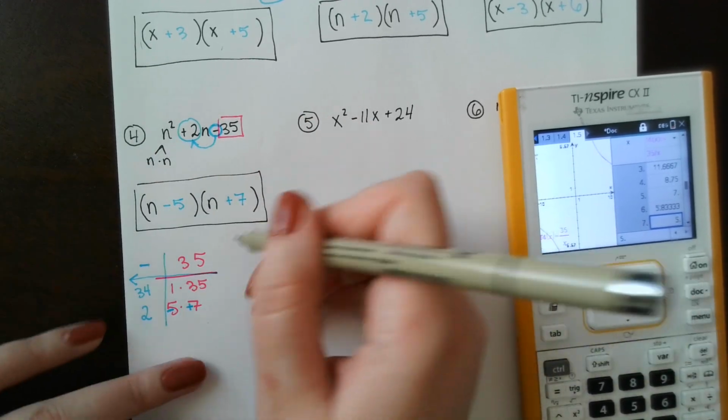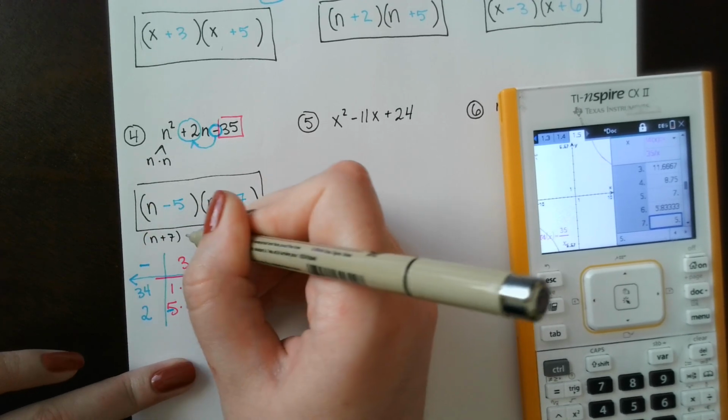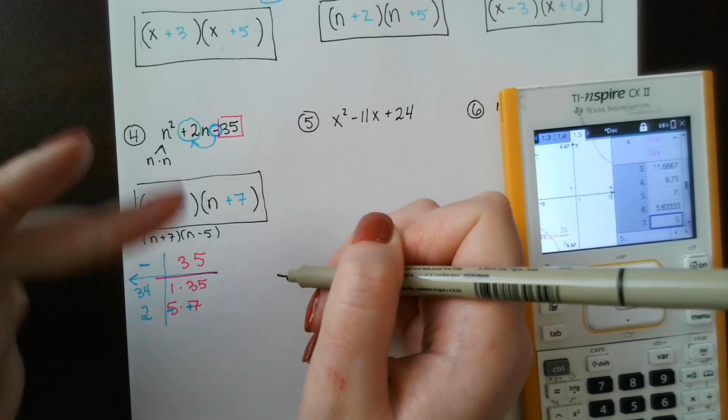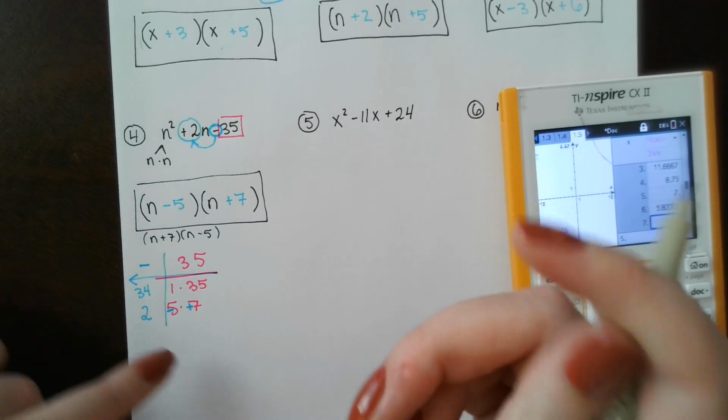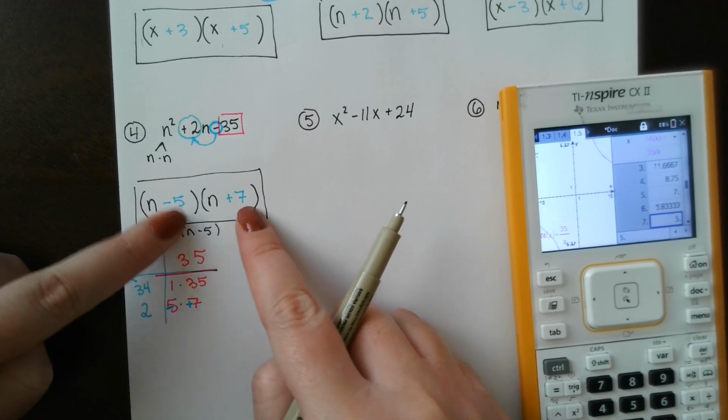Just in case you're curious, you could have also done n plus 7 and n minus 5. These are the same answers. The order doesn't matter with multiplication. We just have to make sure that our symbols stay attached to the numbers as we put them in.